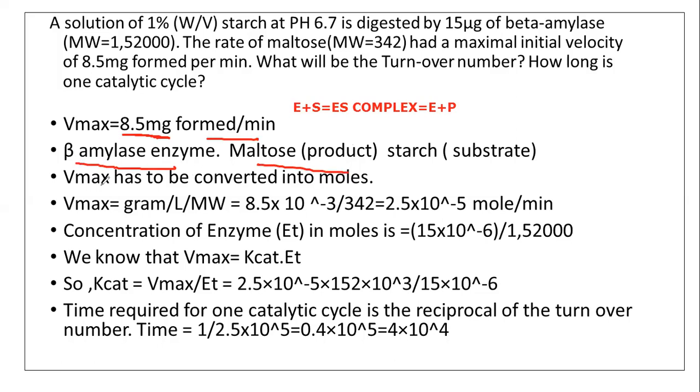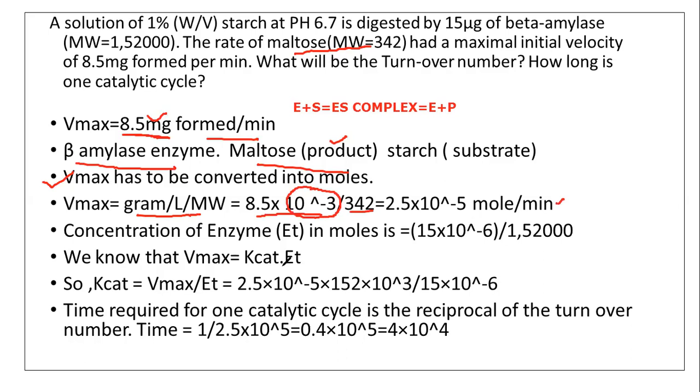Now Vmax has to be converted into moles. How will we convert it into moles? Vmax equals grams per liter divided by the molecular weight. The molecular weight of maltose, the product, is given as 342. So we convert milligram into gram, 8.5 into 10 to the power minus 3, divided by 342. So it will come to that amount.